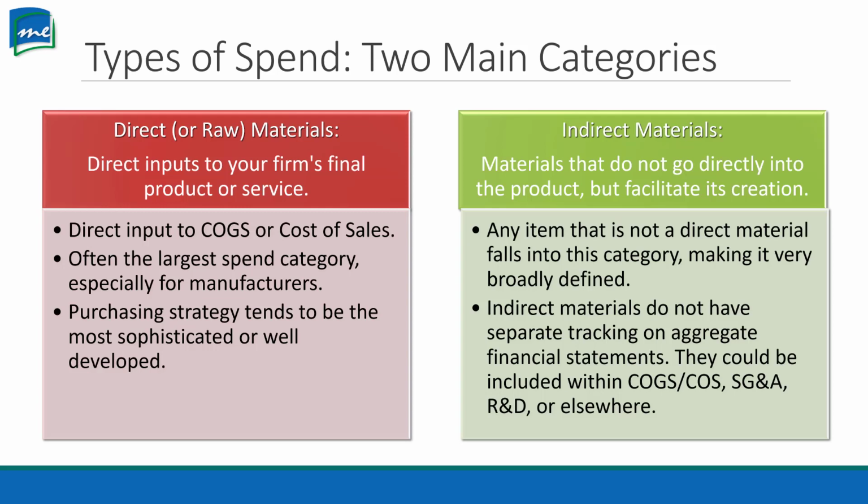But on the other hand, we have our indirect materials. So these do not go directly into the product, but they facilitate its creation. So these are things, for example, like the cost of personal protective equipment. The eye goggles, or perhaps safety boots, rubber gloves, face masks, face shields. All this kind of stuff helps make the actual product. But this type of spend doesn't actually go into your cost of goods. So that's why it's indirect.